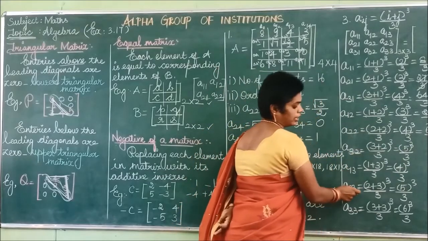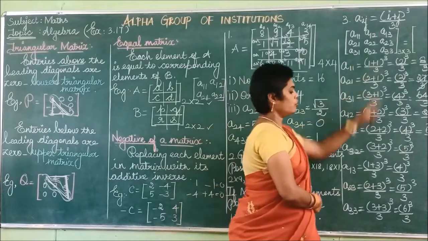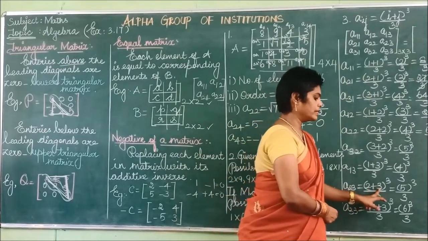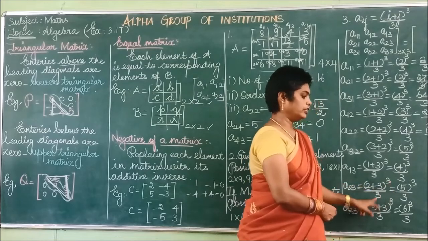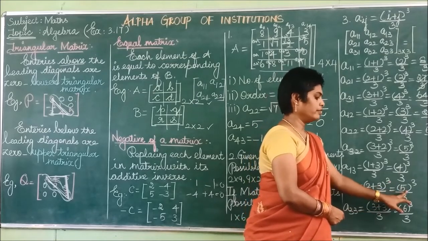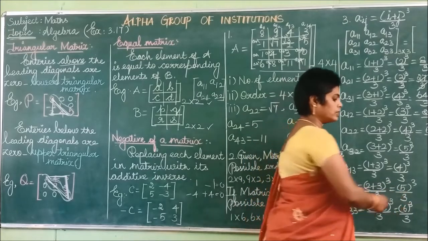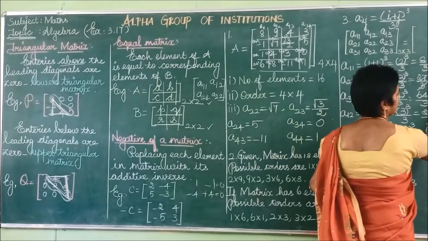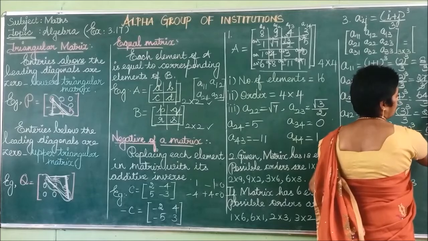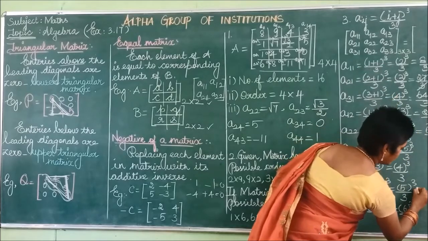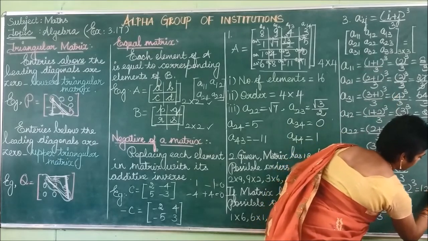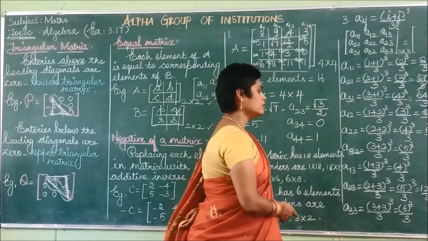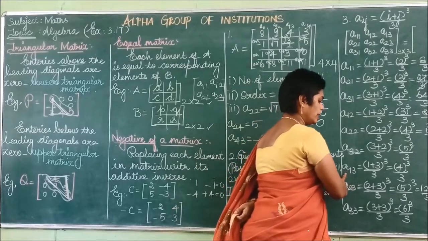I have written A23 here. So second row, third column. A23 is equal to (2 plus 3) whole power 3 divided by 3. 2 plus 3 is 5. 5 cube by 3. What is 5 cube? 5 5s are 25. 25 into 5 is equal to 125. So the value for this is 125 by 3. Here also we didn't get cancelled. So next, move on to the next one.